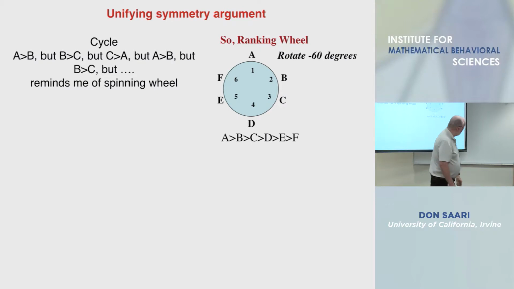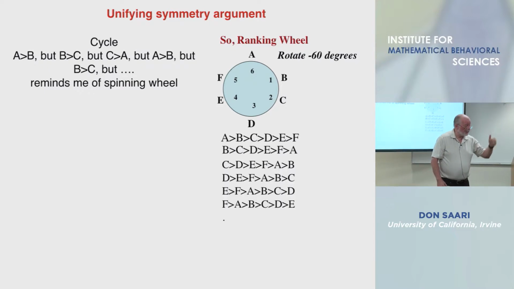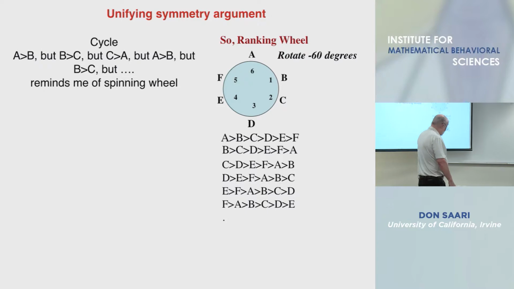Now I'm going to rotate the wheel 60 degrees to the next point. B is now in first place, C is in second, D is in third, E, F, A. And so that's the second ranking. And I continue this all the way through until each candidate is in first place once. And so there's my ranking wheel configuration.